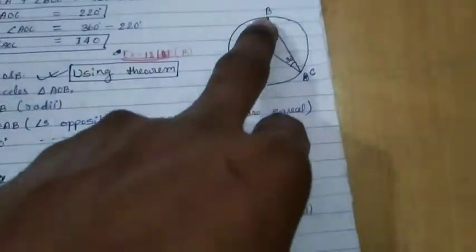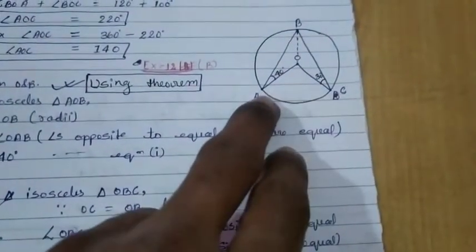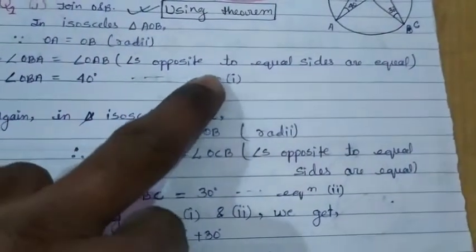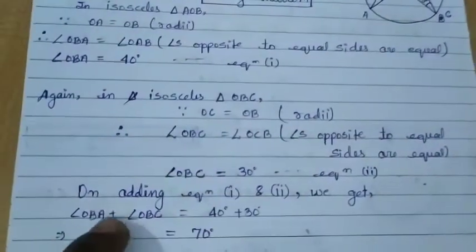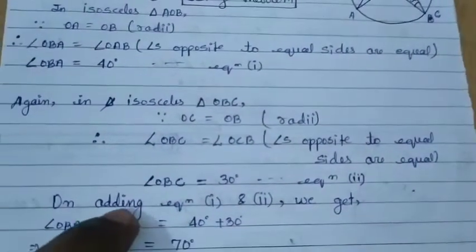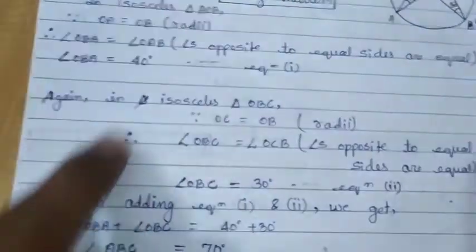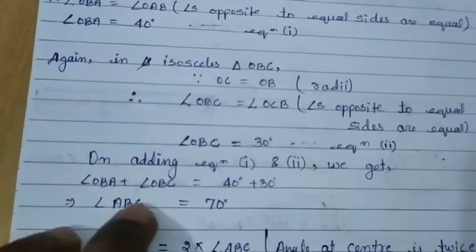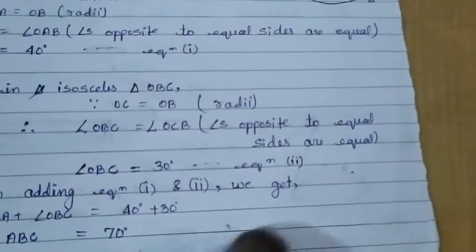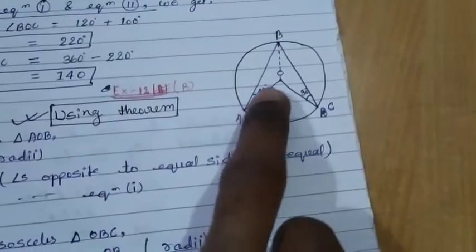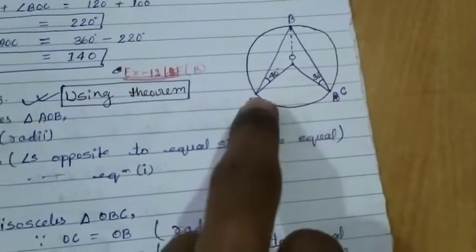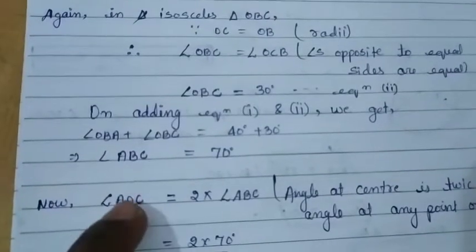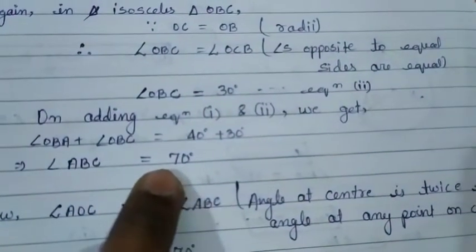Now we have found angle OBA and angle OBC, so both of them we consider equations 1 and 2 respectively. Then on adding both equations 1 and 2, we get angle OBA plus angle OBC, so it is 40 plus 30, that is 70. So adding OBA and OBC, you get angle ABC. So this is the way, and that is 70 degrees.